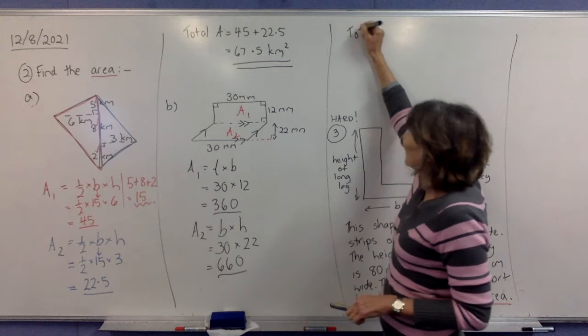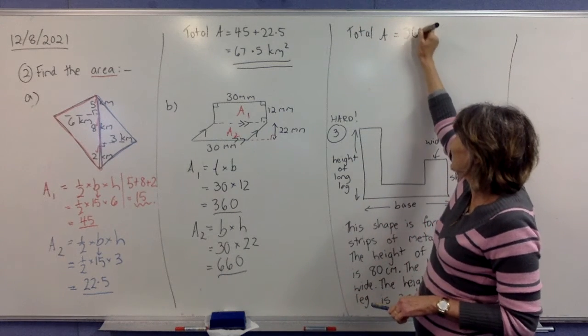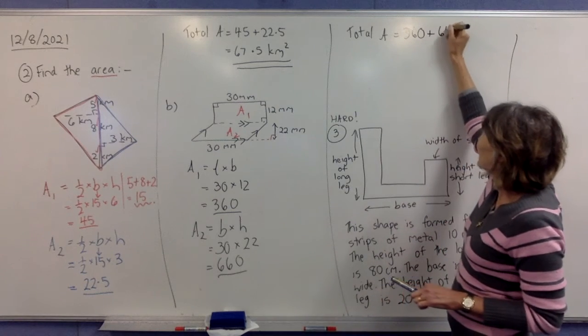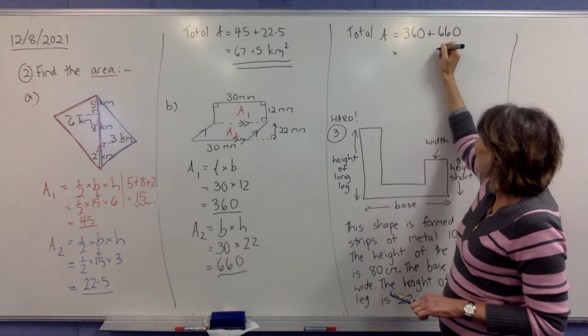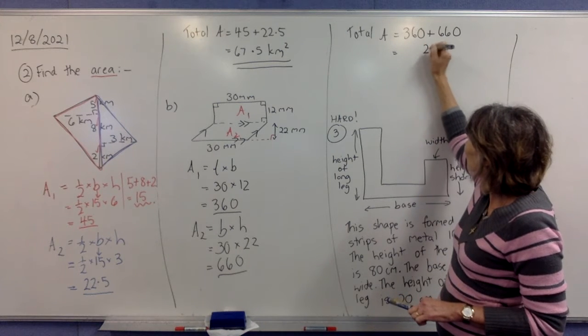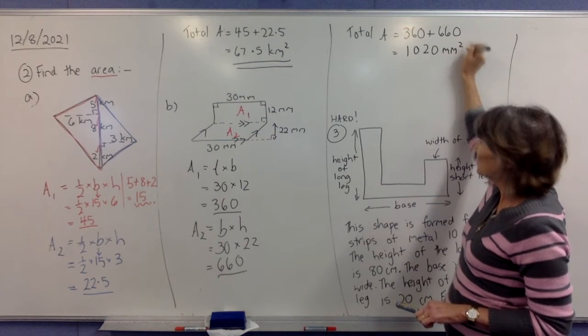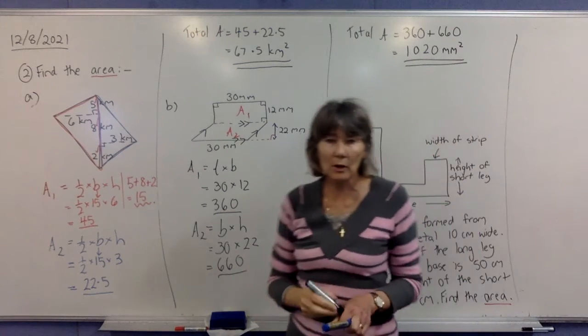So now we can total up our 2 areas that we've just found. The rectangle was 360 and add on the parallelogram area, which was 660, and go to your calculator and you're going to get 1020 millimetres squared.